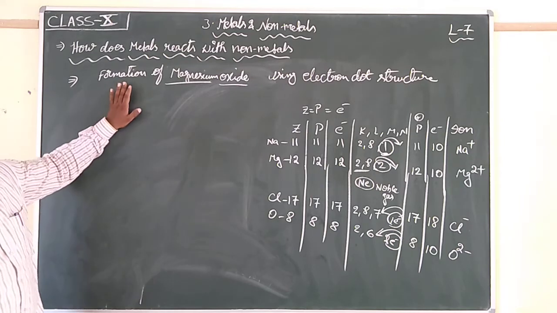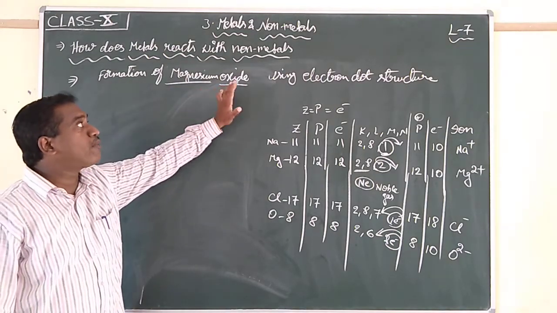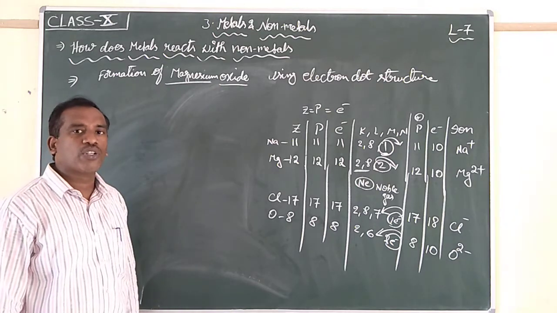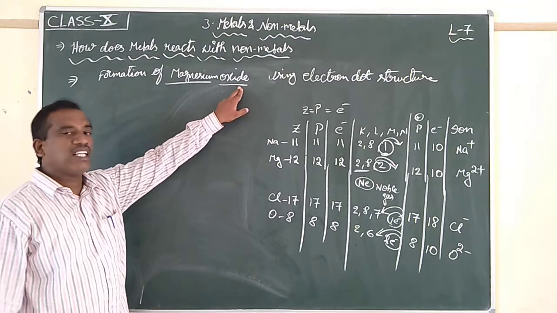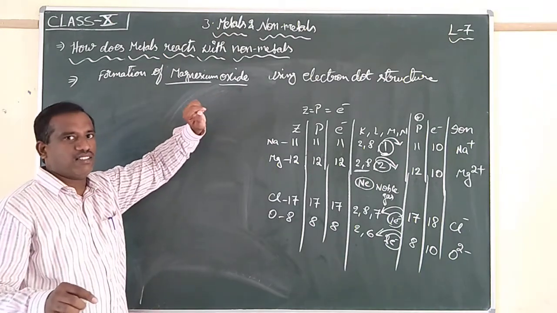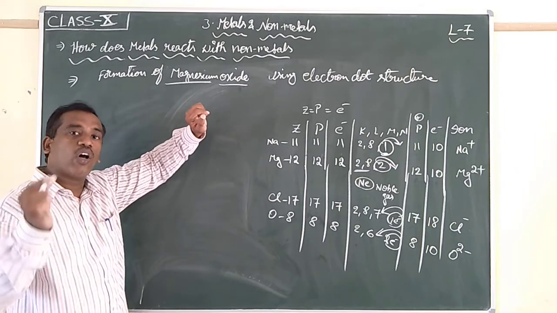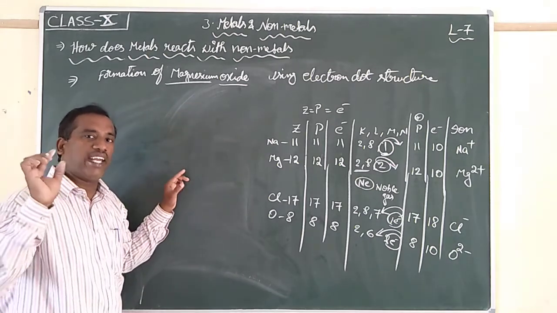Let us see another example. Formation of magnesium oxide. Whenever non-metals gain electrons, the name is suffixed by ide. It is not called oxygen, it is called oxide. Chlorine is not called chlorine, it is called chloride.